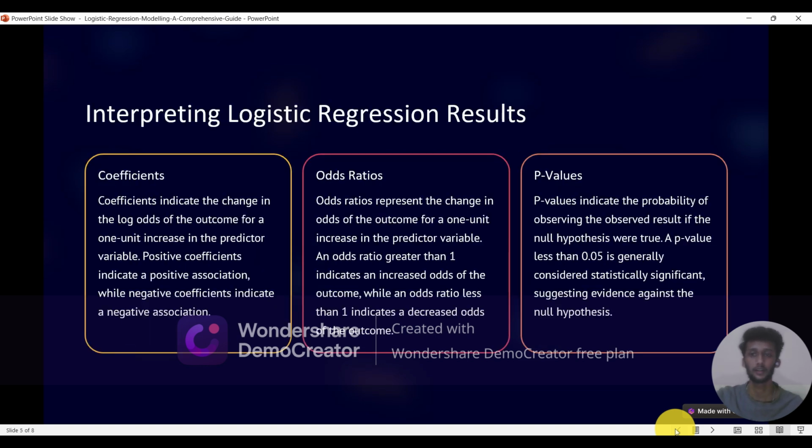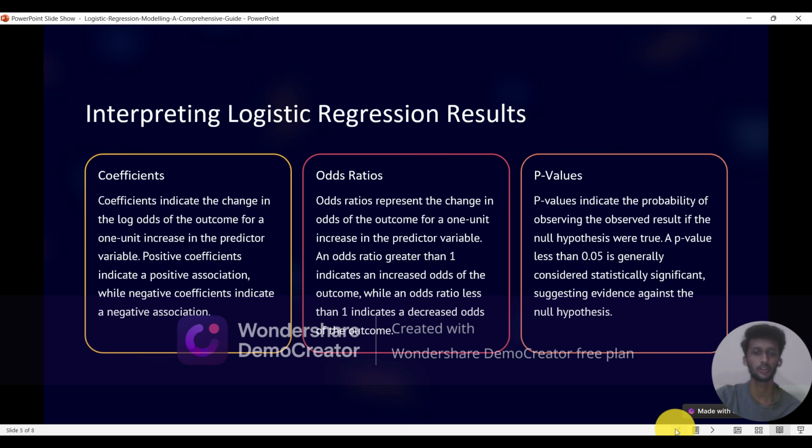Next is interpreting logistic regression results. Coefficients. Coefficients indicate the change in the log odds of the outcome for a unit increase in the predictor variable. A positive coefficient indicates a positive association, while a negative coefficient indicates a negative association.